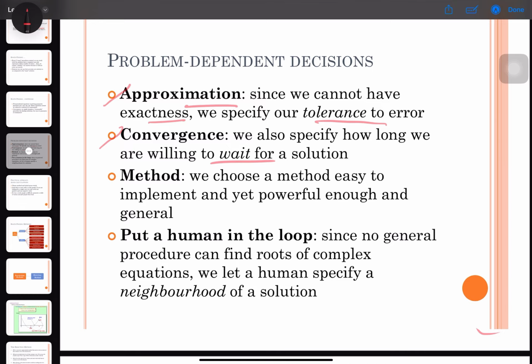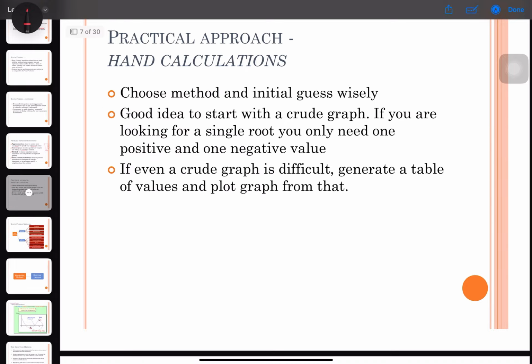Okay, because numerical methods depend on the iteration. You will do several iterations. Means using this formula, you will have to repeatedly do until you get the final answer. This is what we call convergence. Method, which is a method easy to implement and yet powerful enough, and put a human in the loop, since no general procedures can find roots of complex equation. We let a human specify neighborhood of a solution.